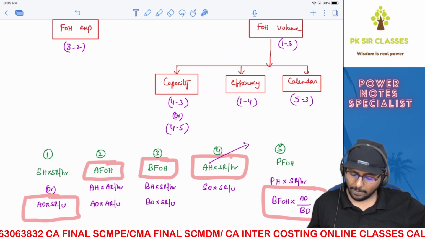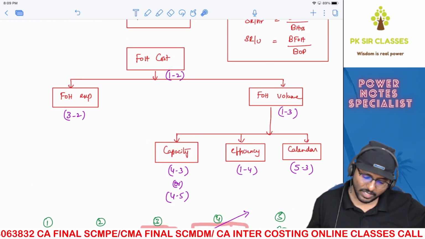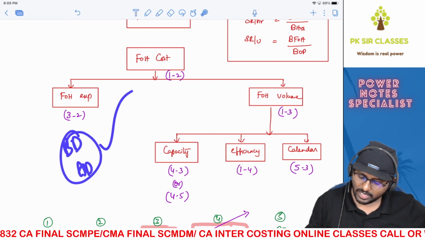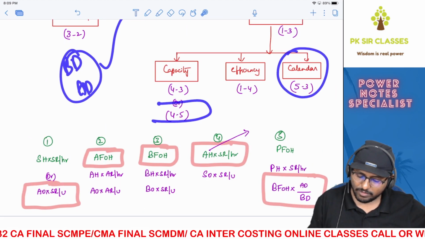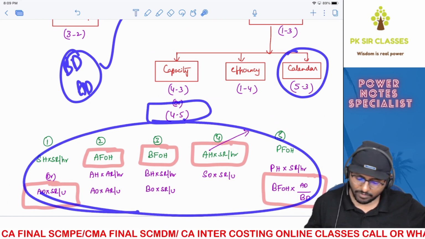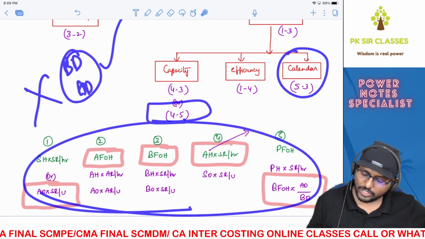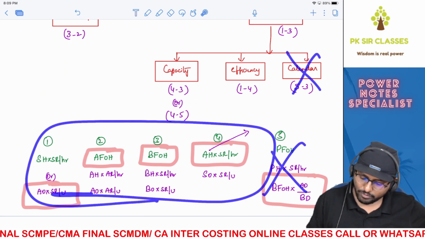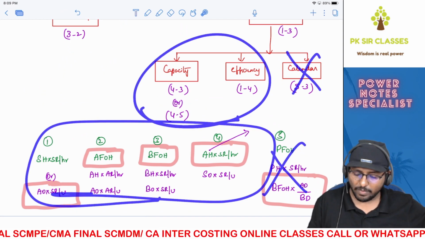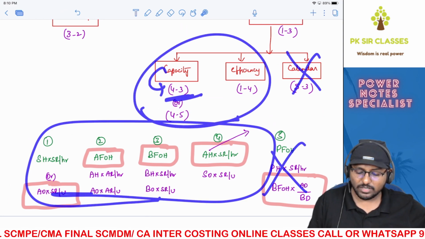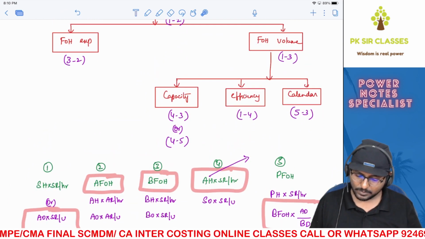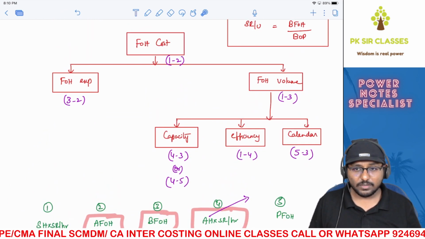Is that clear, all of you? Right. Again, I repeat. The moment you look at the question, look out for budgeted days and actual days information. If it is there, then you'll get calendar and the formula for capacity will be 4 minus 5 and you'll get all the 5 formulas. If this is not there in the question, then there will be no calendar, no formula 5 and there will be only 4 formulas and with efficiency variance only you'll stop and the formula for capacity will be 4 minus 3 instead of 4 minus 5 because there is no 5 to calculate 4 minus 5. Is that clear?